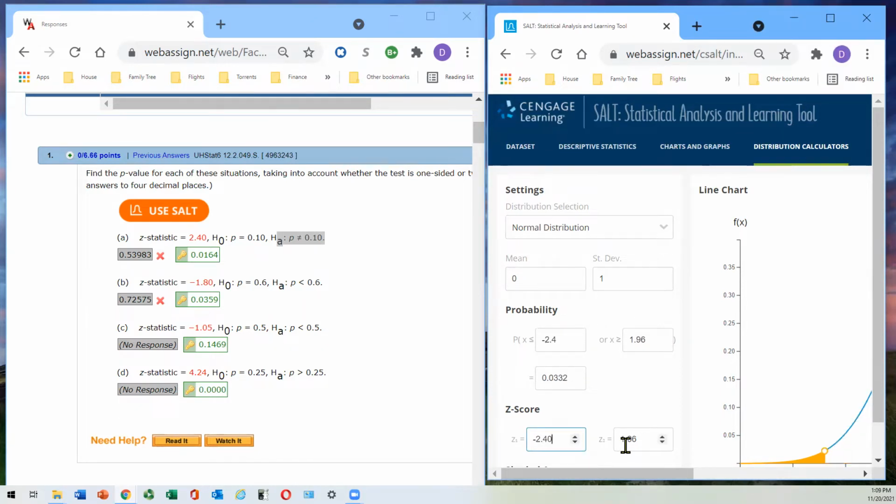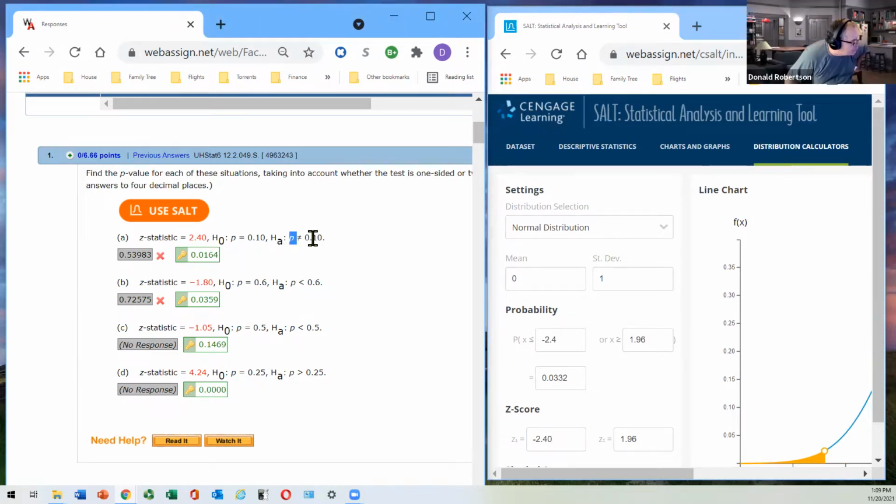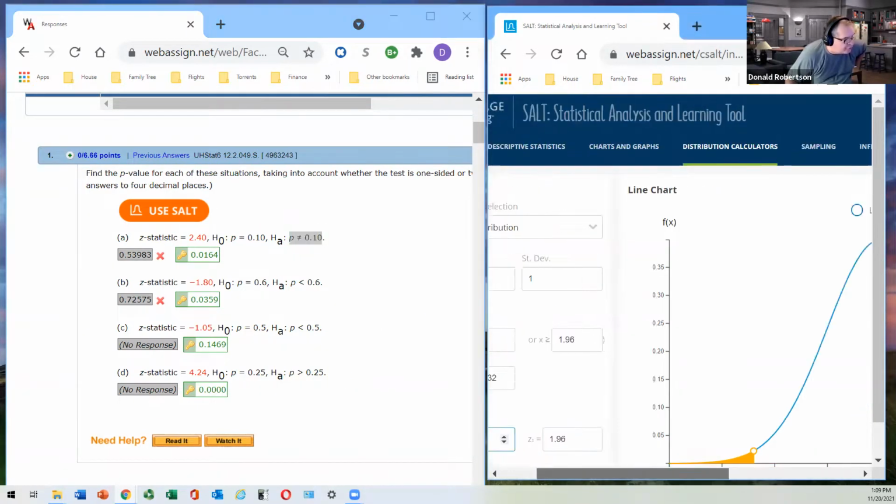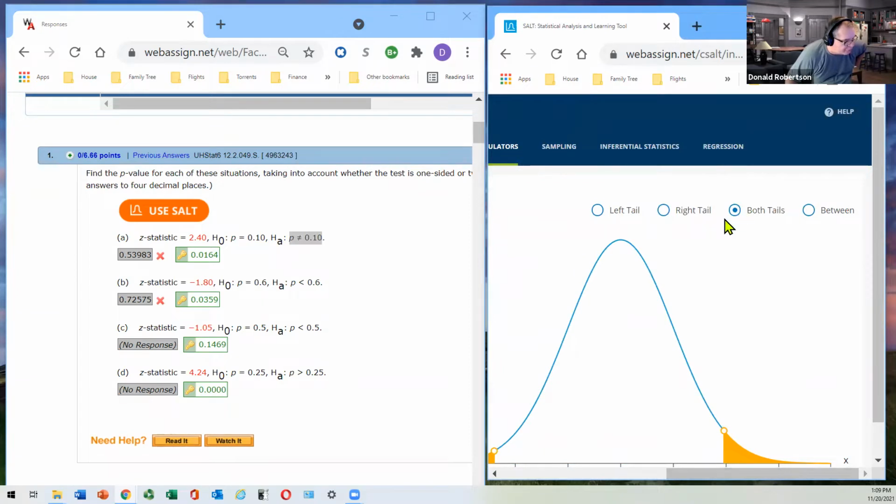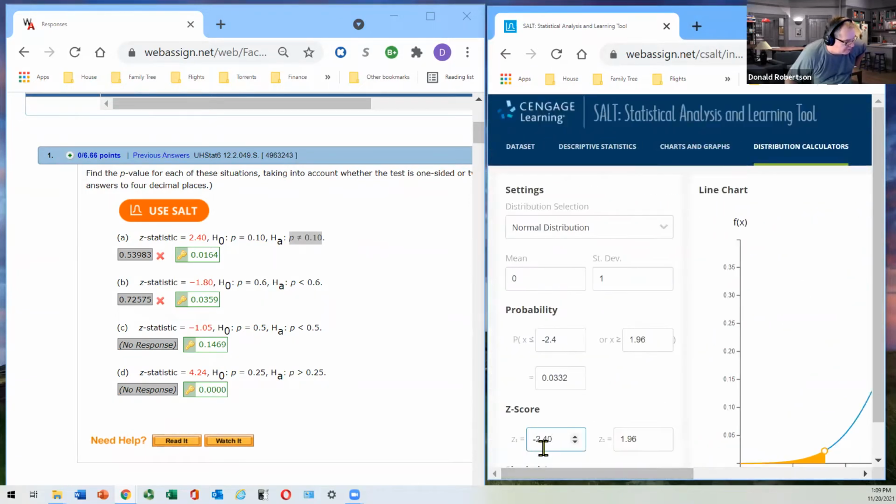Wait, how did you, sorry, how did you get the 2 tails? Because it said not equal to. If it said less than, it'd be a left tail test. If it said more than, it would be a right tail test. So it's a not equal to, which is a 2 tail test. So you use both tails. So that's how you tell. The alternate hypothesis, right? These guys at the end, they tell you which type of test you're dealing with.